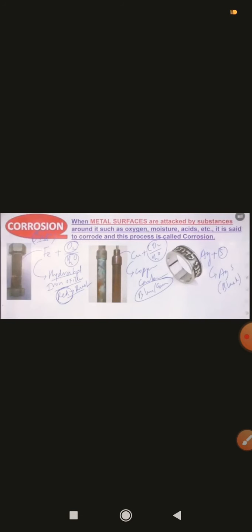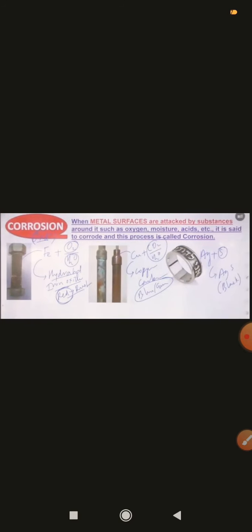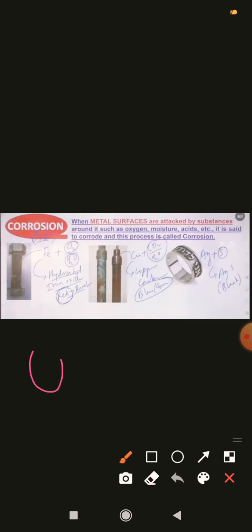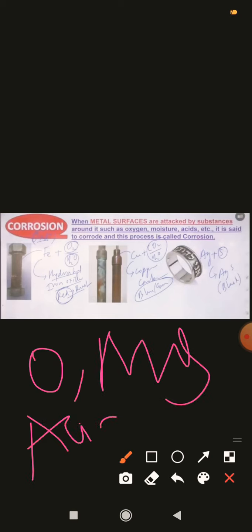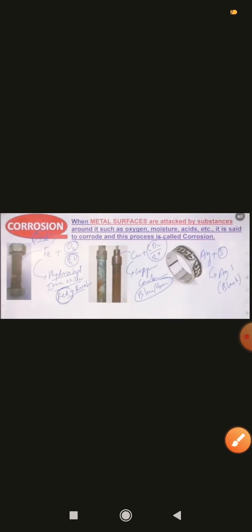So our favorite and the last points are corrosion and rancidity. Let's start with corrosion. When metal surfaces are attacked by substances around them, such as oxygen, moisture, acids, etc., they are said to corrode, and this process is called corrosion. Means they will be spoiled, damaged. So this process is known as corrosion.